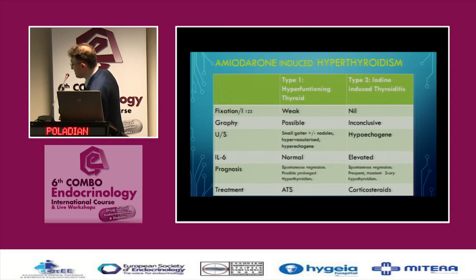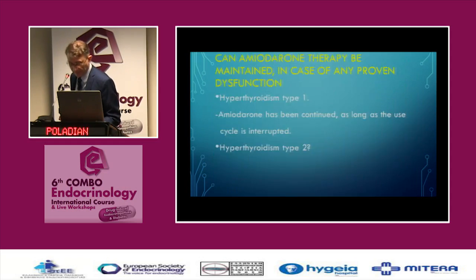The prognosis is spontaneous regression. Possible prolonged hyperthyroidism. This is spontaneous regression also, but can be transient to secondary hypothyroidism. So the treatment is completely different. We have to introduce here antithyroid substances, here the corticosteroids. Can amiodarone therapy be maintained in case of any proven dysfunction? In hyperthyroidism type 1, amiodarone has been continued as long as the cycle of use is interrupted. While can it be done in type 2?